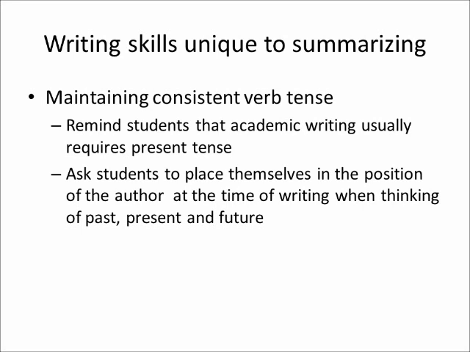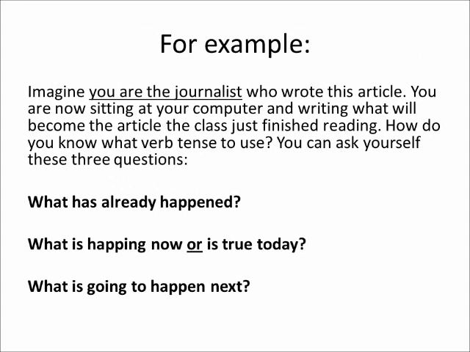But what I like to do is ask my learners to place themselves in the position of the author at the time of writing when thinking of past, present, and future. For example, here's what I might tell my learner in their instructions for their summary. Imagine you are the journalist who wrote this article. You are now sitting at your computer and writing what will become the article the class just finished reading. How do you know what verb tense to use?